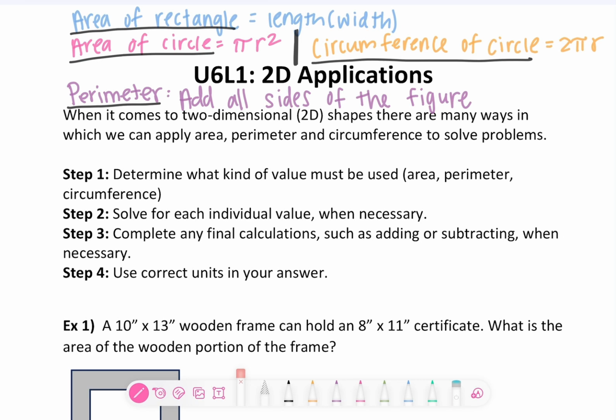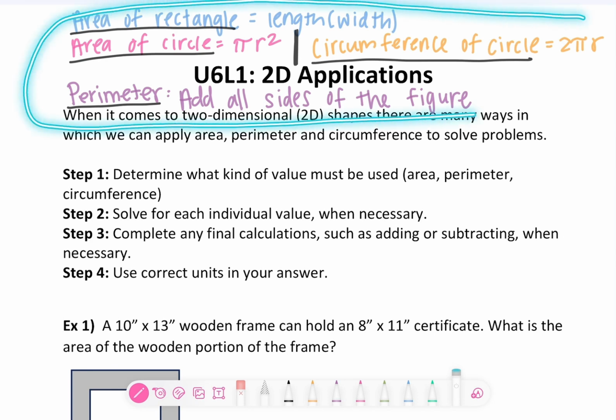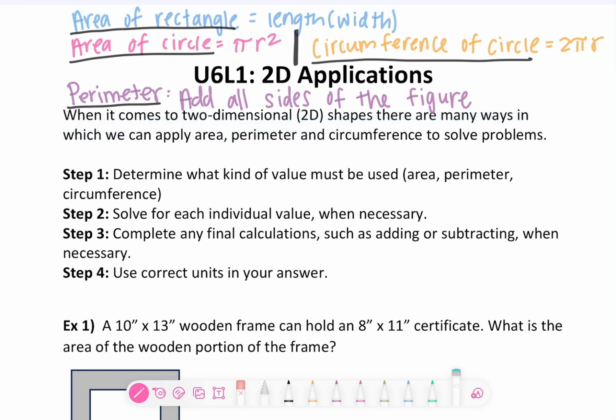Before we start this lesson, I would recommend reminding yourself of the formulas you're going to need to use. Area of a rectangle or a square is length times width. Area of a circle is pi r squared. The circumference of a circle is 2 pi r. And the perimeter is just adding all sides of the figure, whatever figure it happens to be.